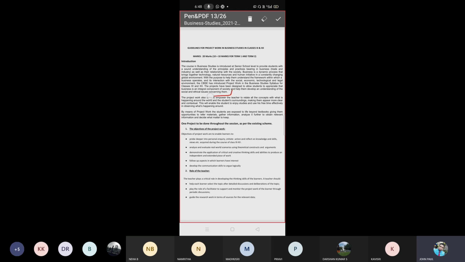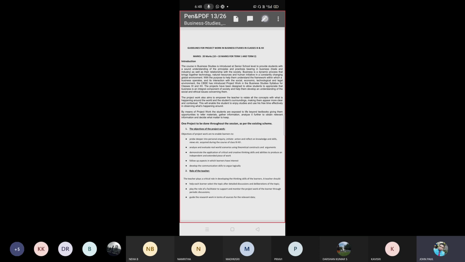Okay, so what we learn from this is about the business, its environment: social, economic, technological environment, how far business is integrated with human lifestyle and human beings, and also economic development. So these are all the main purposes.